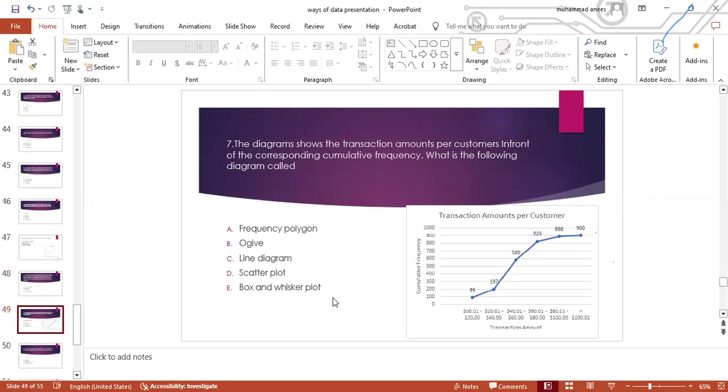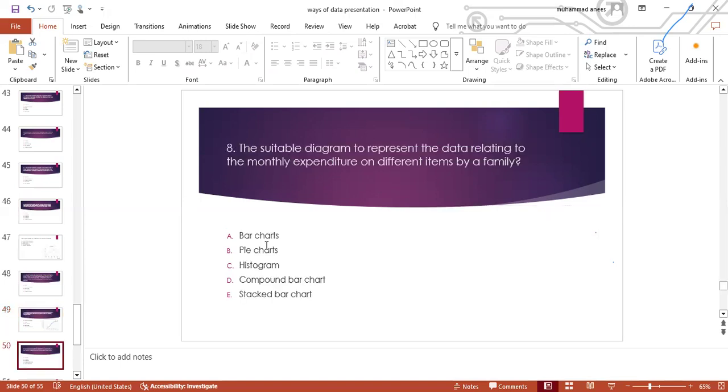7, the diagram shows the transaction amounts per customers in front of the corresponding cumulative frequency. What is the following diagram called? A, frequency polygon, B, ogive, C, line diagram, D, scatter plot, E, box and whisker plot. No, this is not the line diagram. This is the ogive. It is the graph between the variable and cumulative frequencies. So this is the cumulative frequency polygon, which is ogive.